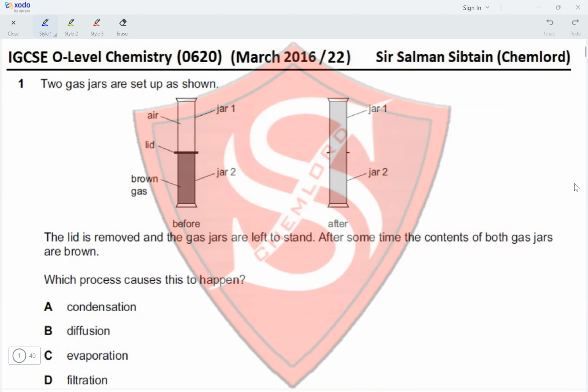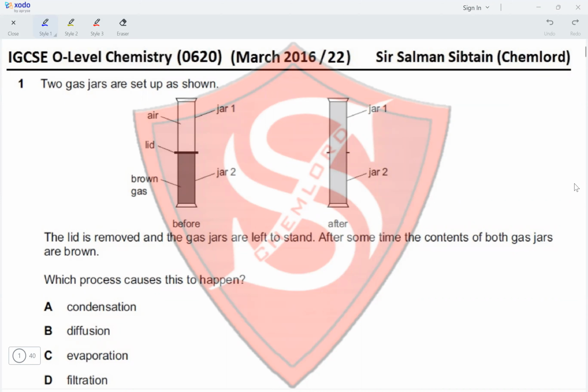Two gas jars are set up as shown. There's a lid between the two gas jars. There's a brown gas in jar 2 and air in jar 1. The lid is removed and the gas jars are left to stand. After some time, the contents of both gas jars are brown. Which process causes this to happen?